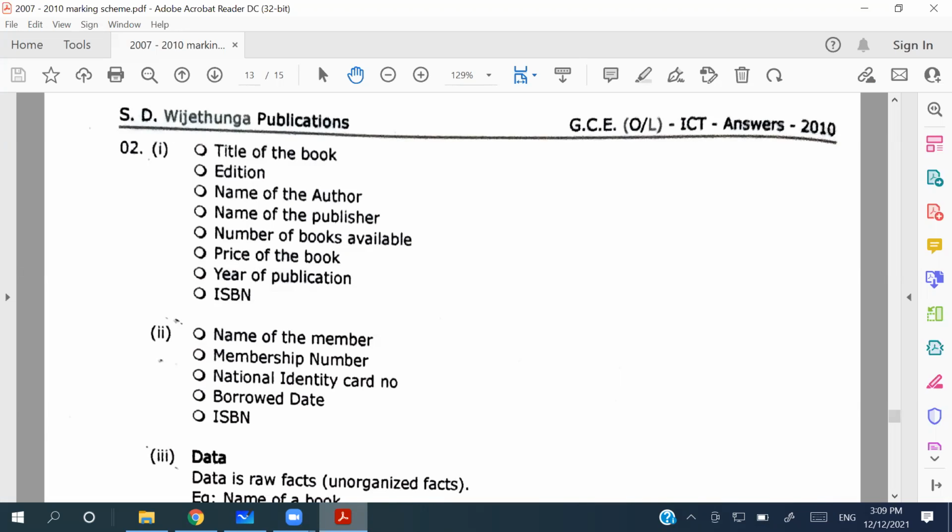So any 3 of these things, and if you got any alternative answers, just let me know, right? So any 3 of these will give you 3 marks. Name of the book, yes, can be with the title of the book, or the name of the book, yes, can be taken.